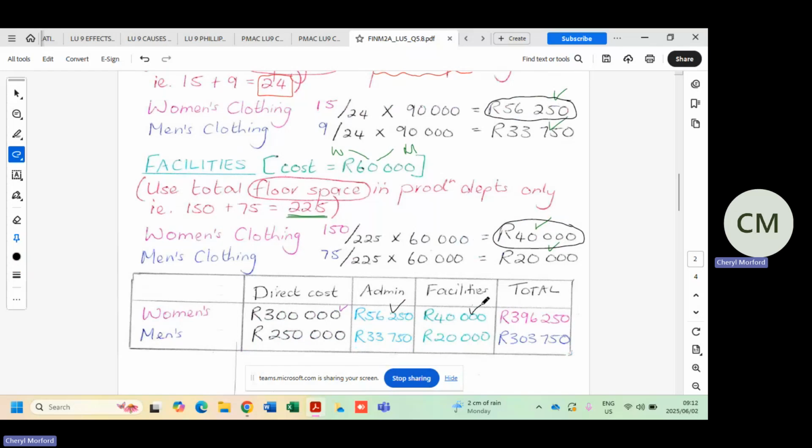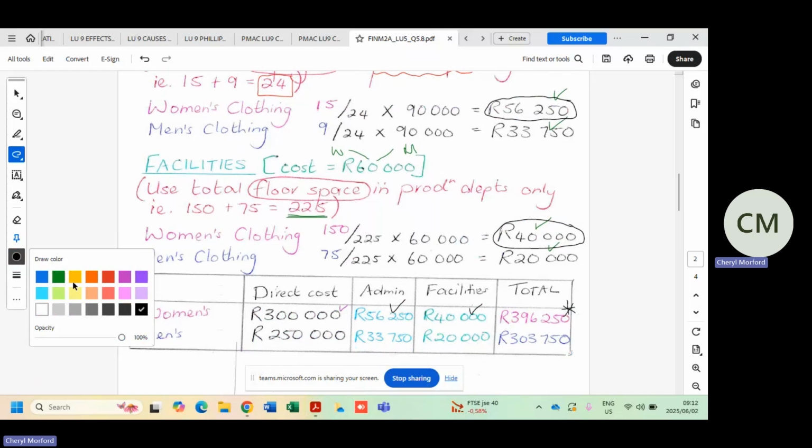So we're going to add it all together. Women's direct cost of 300 plus its share of admin plus its share of facilities gives a total of 396,250. Easy peasy.